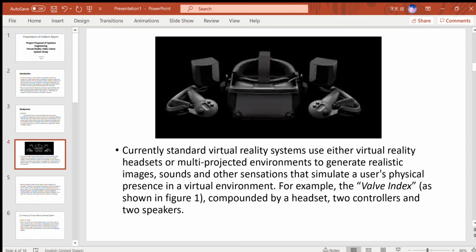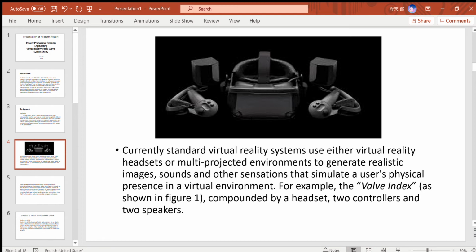For example, this is the hardware of the VR game system. Currently, the standard VR system uses either a virtual reality headset or a multi-projected environment to generate realistic images, sounds, and other sensations that simulate a user's physical presence in a virtual environment.